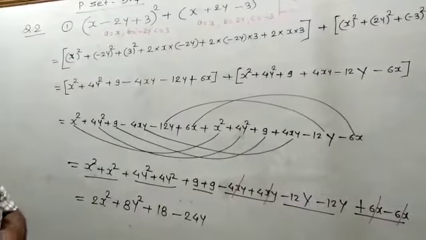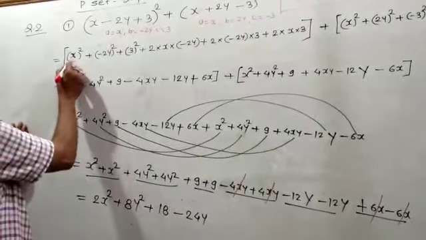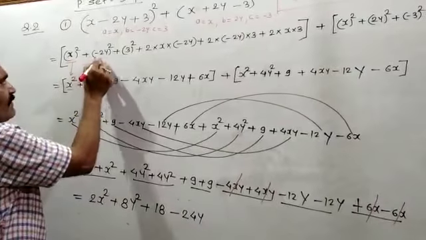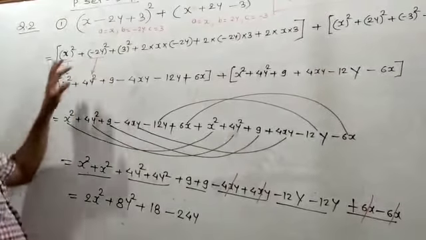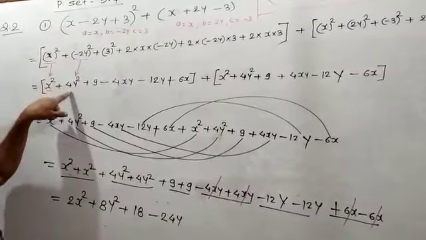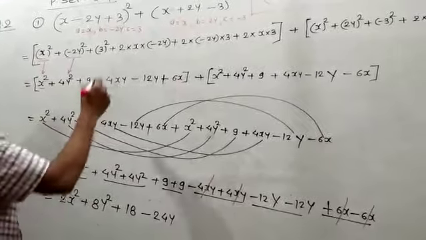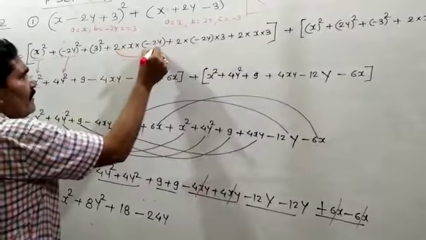After that, once you put these values in the identity, you have to do the squares and the products. So the square of x is x². Minus square is always plus, so (-2y)² is equal to 4y². Minus square is always plus, 3² is 9.